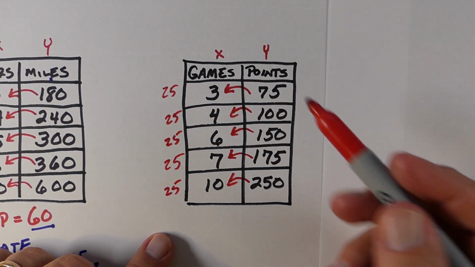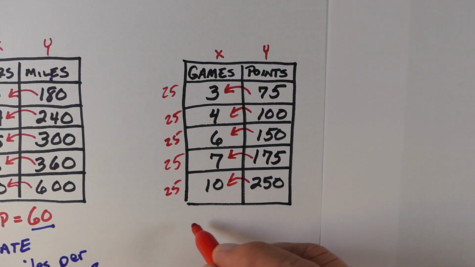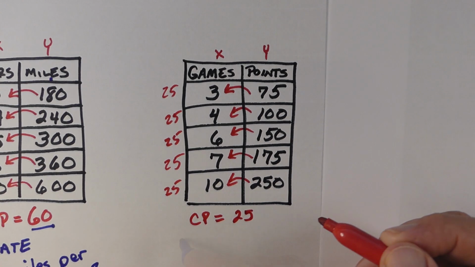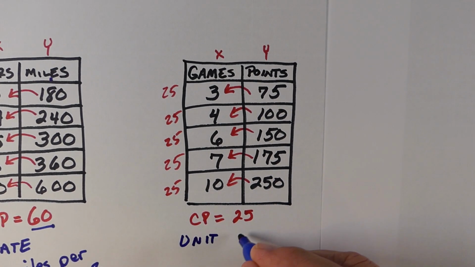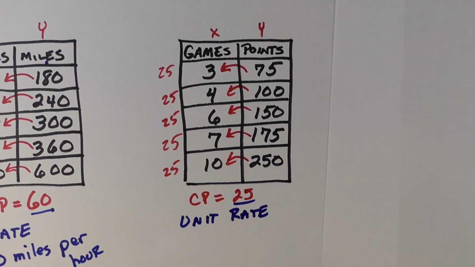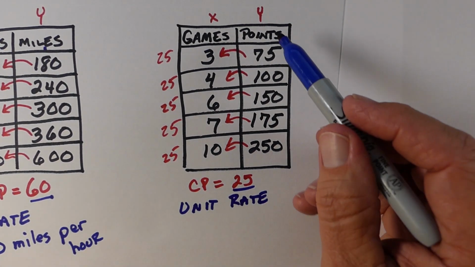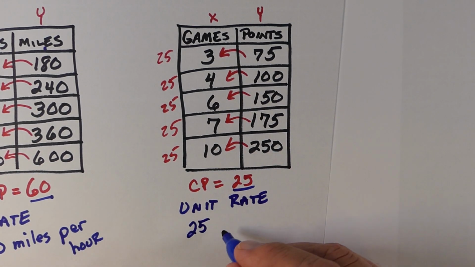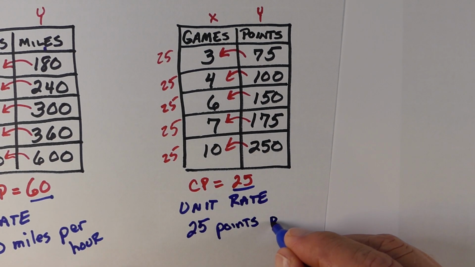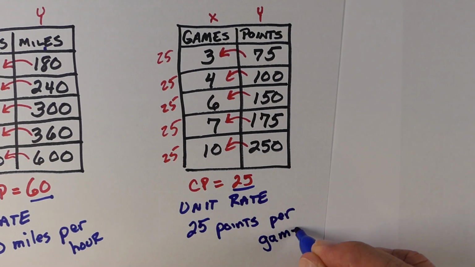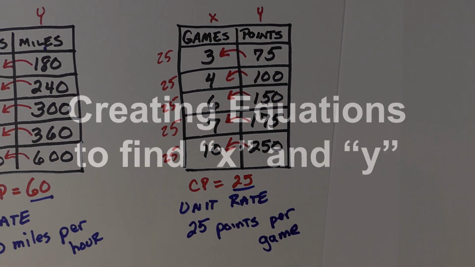And again, that means that this table is proportional. So we know our constant has got to be the 25. And we're going to use that 25 as part of our unit rate. So it's going to be 25 of something. In this case, because we're taking points divided by games, it's going to be 25 points per game, or points for each game. So we basically get the unit rate the exact same way we would find our constant of proportionality.